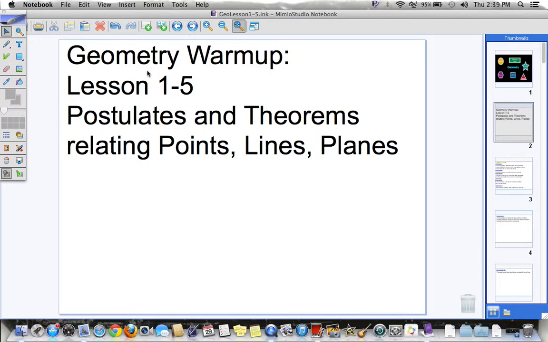So to start with, let's start with postulates. And remember, a postulate is a rule. It's something that we don't need to prove. We know it's true. Just for example, in say a red light, we know that means stop. We don't need to prove that because it's a law or a rule.